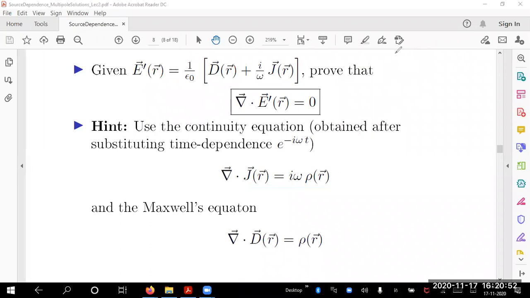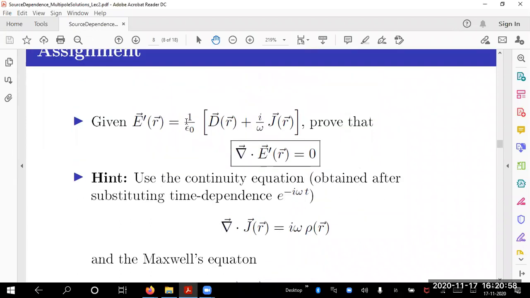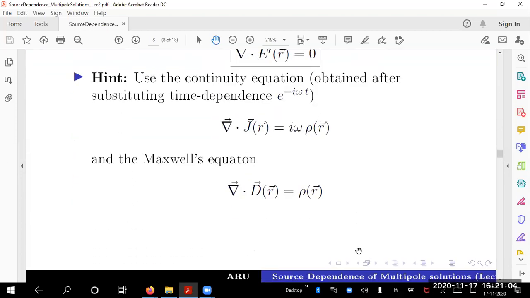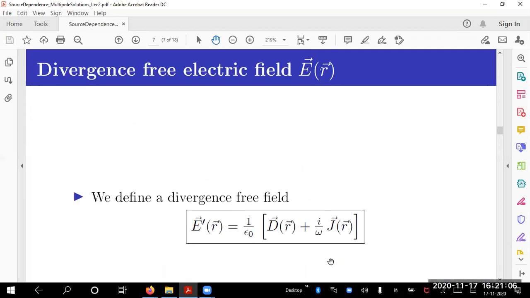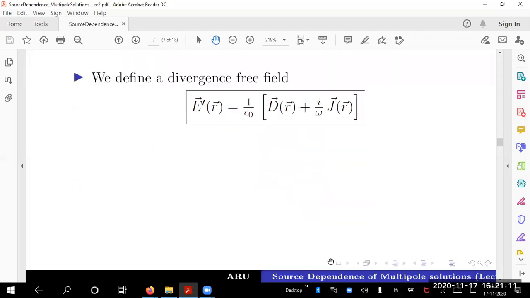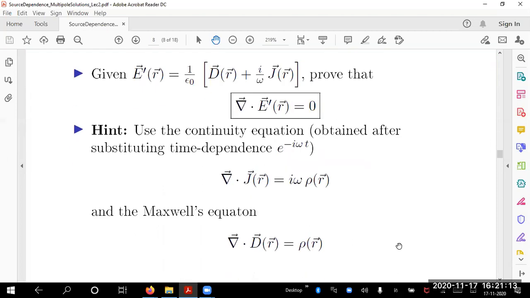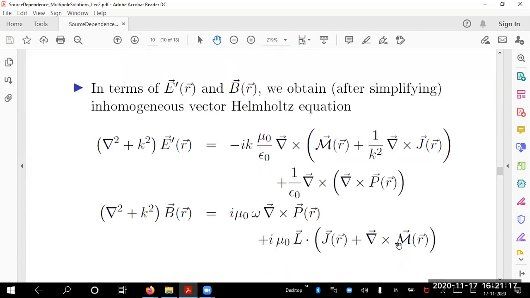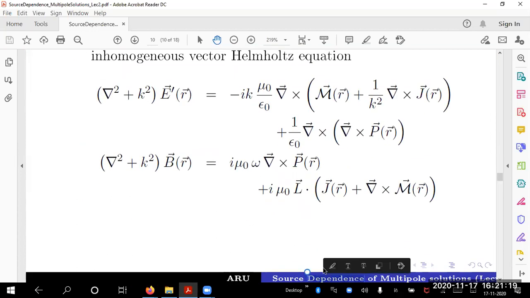Divergence of E is not 0, but divergence of E prime is 0. Why am I trying this? Earlier in the source free region, I know how to do it. Correct? I do know how to get solutions in the source free region. But if it is not in the source free region, how am I going to do it is the question. So let us check this, just a minute. Let me check.